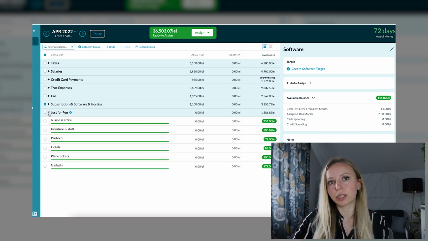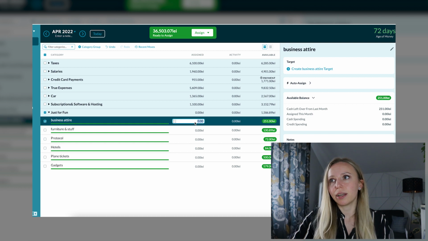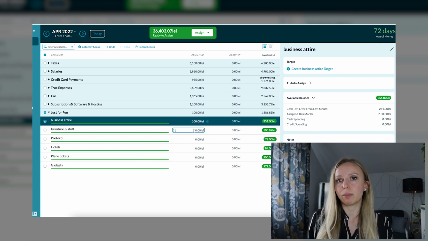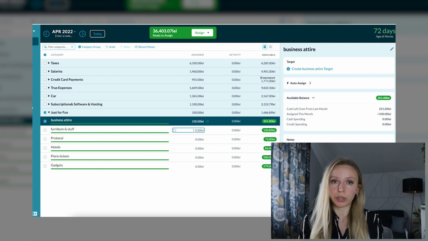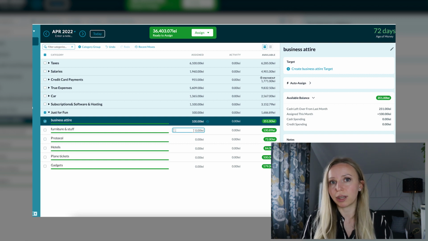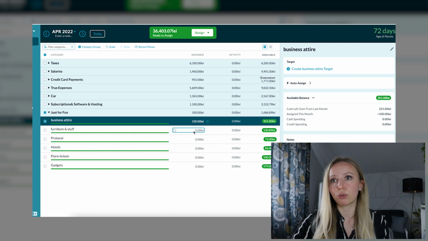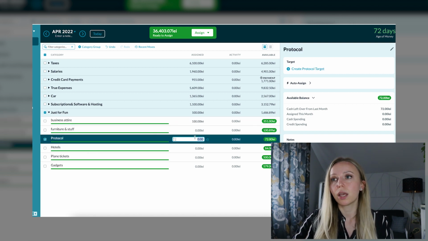And the last category is called Just for Fun. Business attire, I will add here 20. I bought some work clothes last month, so I am quite set. If I have to go to a meeting or something like that, I can do that. Furniture and stuff, I can buy a new chair, for example, or a desk or stuff like that from the business. I don't need anything at the moment, so I will not put any money in that.